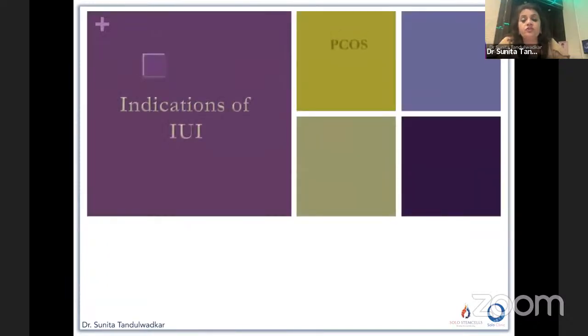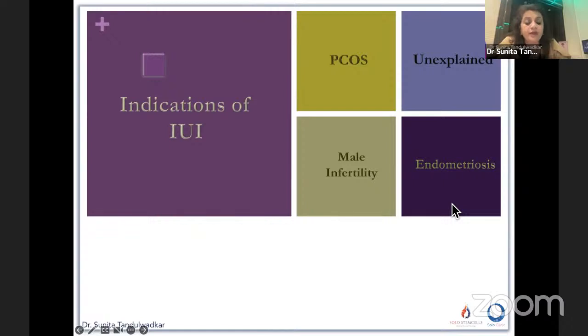Now let's go to the selection of a patient. Usually, these are the 4 indications for which we do IUI: polycystic ovaries, unexplained infertility, male subfertility, which I would call mild male subfertility, or endometriosis. If you go for natural ovulation induction and timed intercourse, the success may be just 4 to 6%, while if you add gonadotropin, you may extend it to 8 to 10%. But if you add IUI, we can double or triple it sometimes in a younger patient. And that's why we do it.